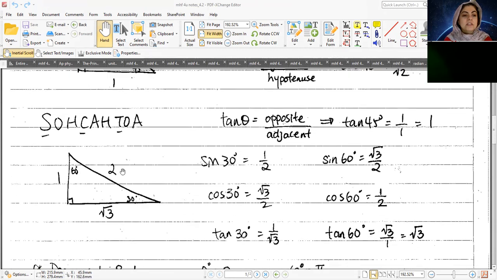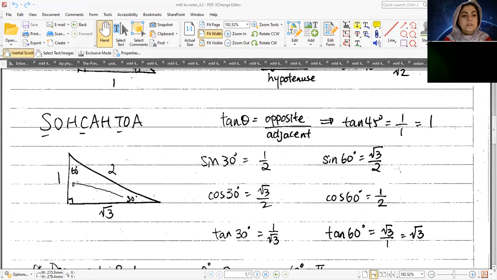Here is another special triangle. It's 60 degrees, 30 degrees. The side that is beside 30 is square root of 3. See this 3 and 3, you just memorize it this way. Just make some trick for yourself. And the other sides are 1 and 2. Of course, the biggest one, which is the hypotenuse, should be the biggest. And here is 1.